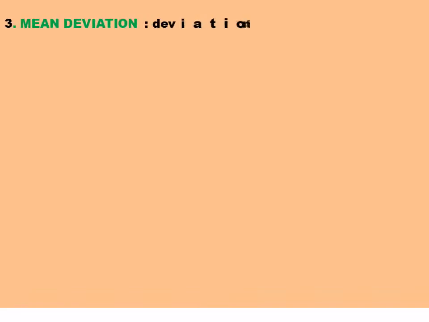Okay, so next is the 3rd measure of dispersion, that is your mean deviation. What is mean deviation? It is deviation from the mean, as the name suggests. How much the data points are deviated from the mean point. And the formula is 1 by n summation |xi minus y bar|.